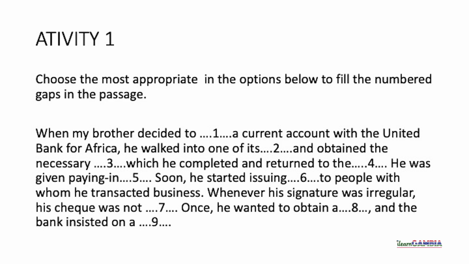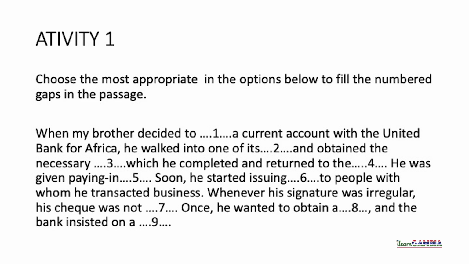Now it says, when my brother decided to open a current account with the United Bank for Africa, he walked into one of its branches and obtained the necessary forms, which he completed and returned to the manager. He was given pay-in slips soon. He started issuing checks to people with whom he transacted business. Whenever his signature was irregular, his check was not paid. Once he wanted to obtain a loan, and the bank insisted on a collateral.